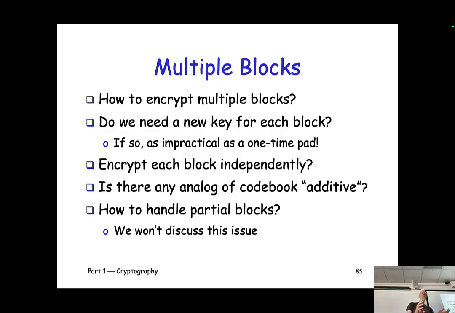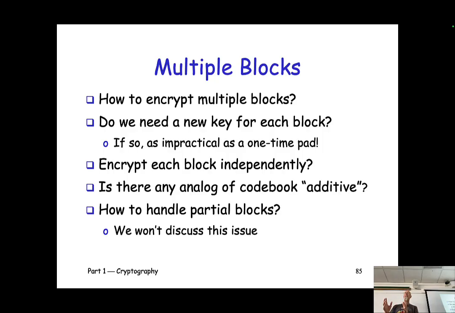How do we encrypt multiple blocks with a block cipher? Well, think about it. If you needed a new key for each block that you want to encrypt, it would be totally impractical. This would be like a one-time pad because the key is usually roughly the same size as the block. Sometimes it's even bigger than the block size, right? With the TEA cipher, we saw that. So you have to be able to use the key for a lot of data.